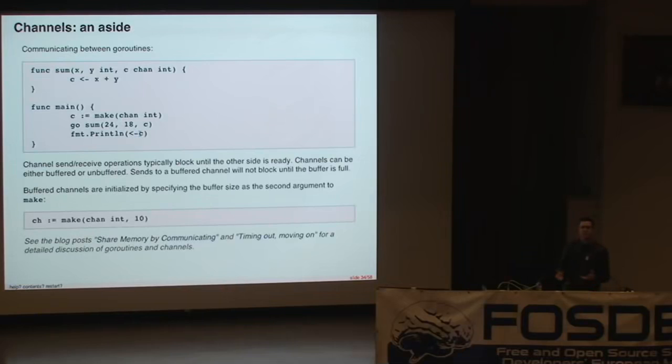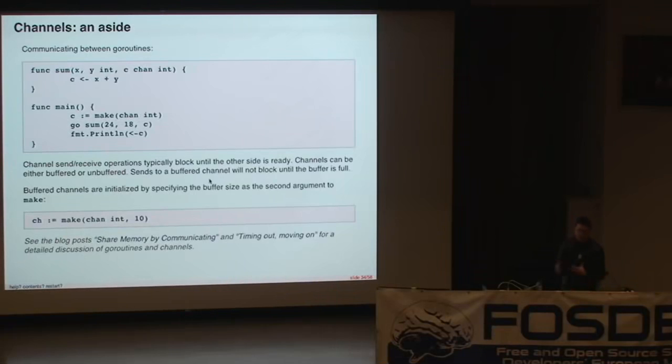Channel operations, like they would in this case, typically block until the other side is ready. So in this case, this send to c will wait until this receive from c is ready to happen. Now, obviously, they're going to be ready immediately in this instance, but in other instances, this can be a very powerful synchronization primitive and gives way to some very interesting algorithmic possibilities.